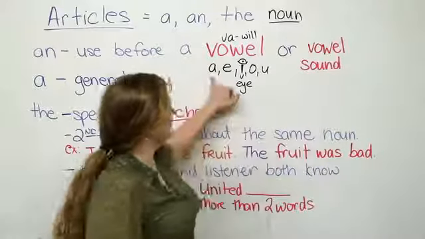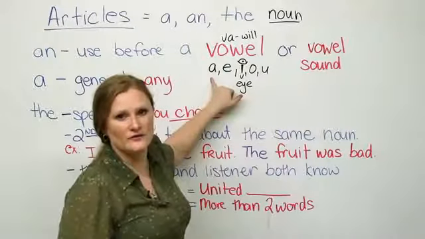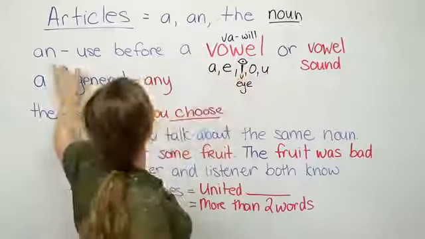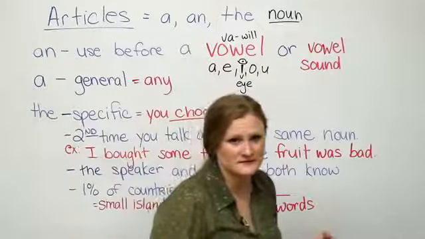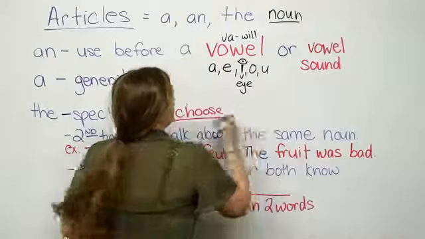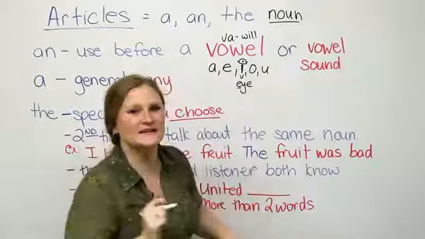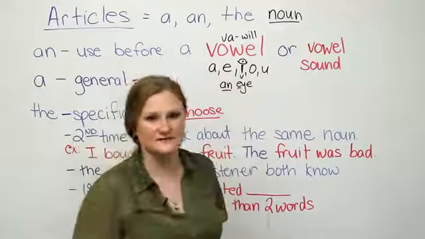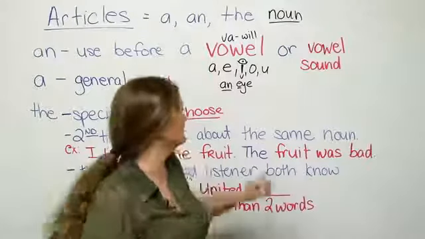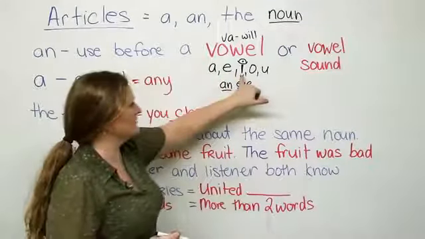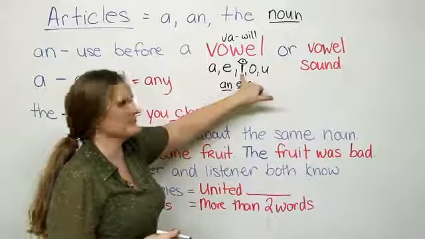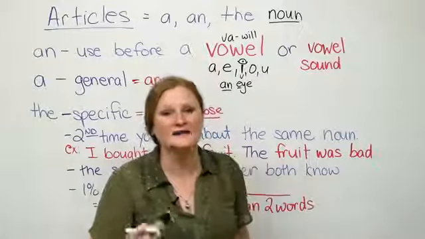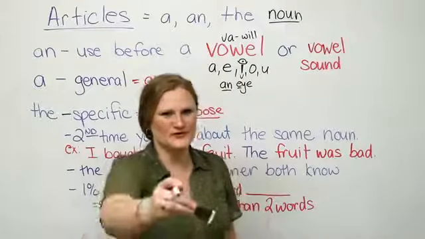So, if you have a vowel, A, E, I, O, U, that begins the noun, you have to use an. For example, I. Oh, yay! We have to say an I, because the word I begins with a vowel. If the word begins with this letter I, for example, ice cream, yay! We have to say, I'd like an ice cream. Do you like ice cream?